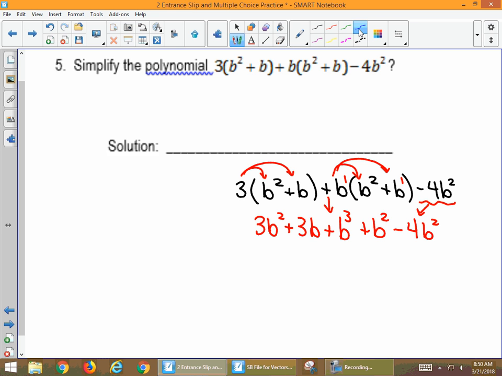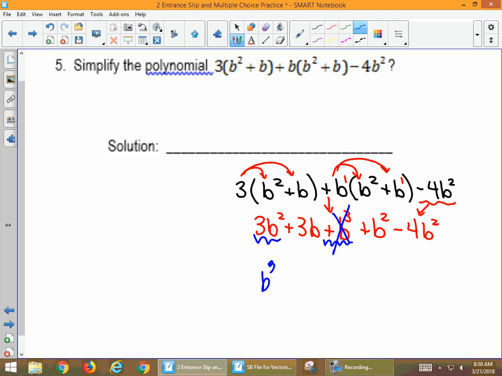So we like to do our cube first, although on the OST, I don't think that's going to be a thing. I think you can put it in whatever order you want, as long as it is correct. I don't see any other cubes, so that's b cubed. Done. Now we're going to deal with all our squares.